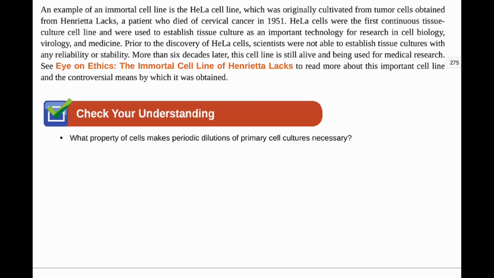An example of this, I think the best example, the one that's most well known and has been used for many, many years, is the HeLa cell line. And you should be familiar with this, which was originally cultivated from tumor cells obtained from Henrietta Lacks. So she had cervical cancer and died in 1951. She went to Johns Hopkins and tried to get some help from the doctors there.